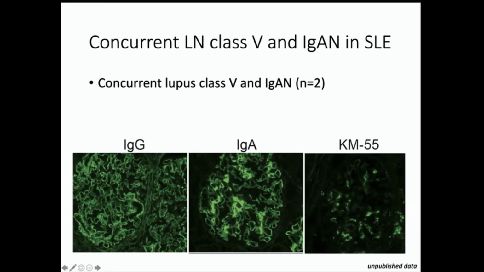So this provides, as I said, a unique opportunity to recognize two different entities happening in these two lupus patients: concurrent IgA nephropathy involving the mesangium, and lupus membranous, not class 3 or class 4, involving the capillary wall. And the KM55 consistently detects the IgA component.